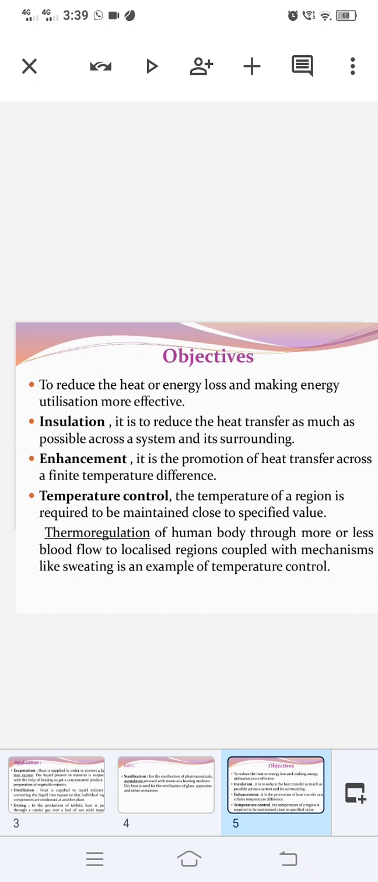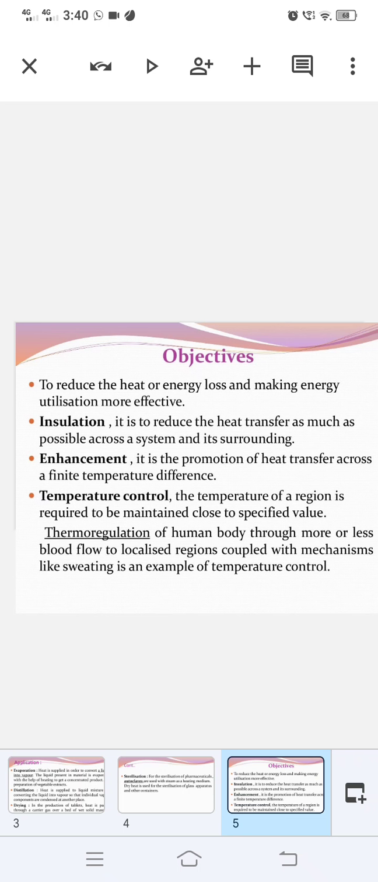Thermoregulation of the human body. More or less blood flow to a localized region, coupled with mechanisms like sweating, is an example of temperature control. We human beings sweat when we are performing lots of physical activities in our daily life. So when the body gets overheated, there is a temperature control mechanism present in our body, that is sweating.